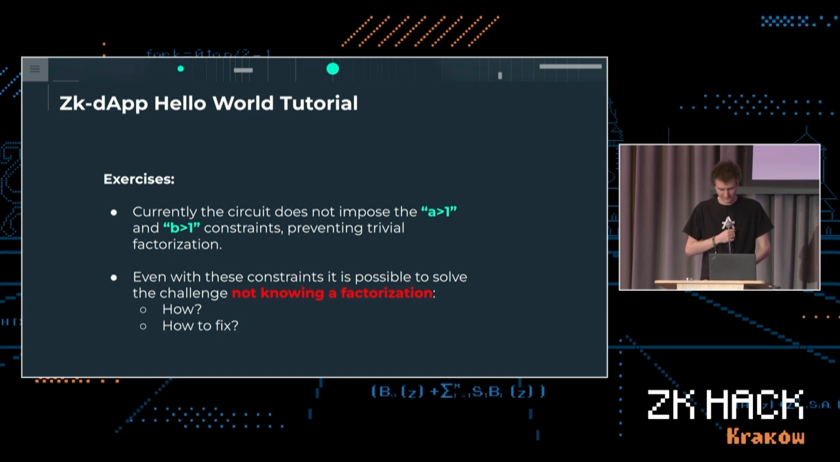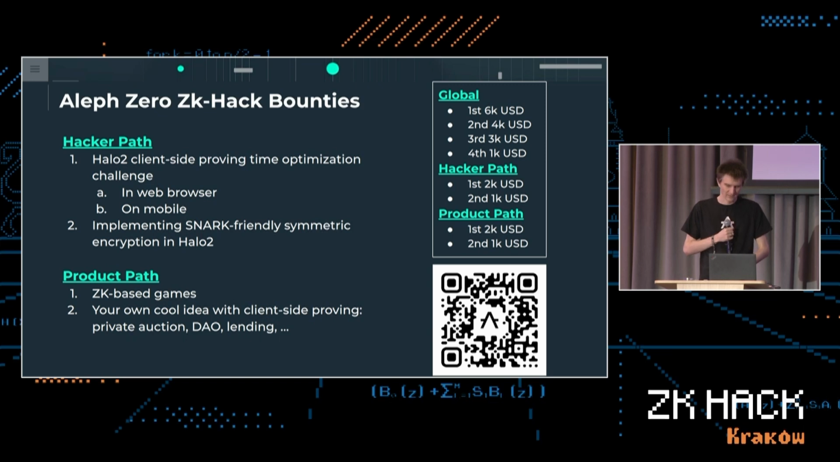Great. So this is the summary of our bounties. There is this hacker path, there is this product path. Hacker path is more about working with Halo 2, working with optimizing the browser proving time. Product path is building your own things. We are very flexible. If you have your own idea, just come to us and we can discuss, or just start building because there are no hard constraints here in the path. Just build something interesting that has client-side proving.